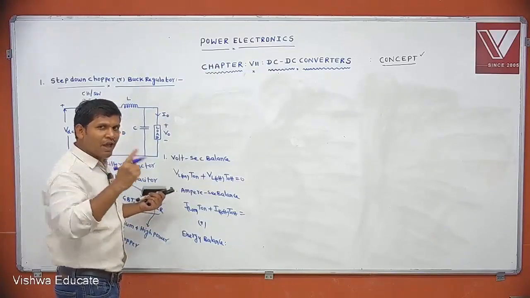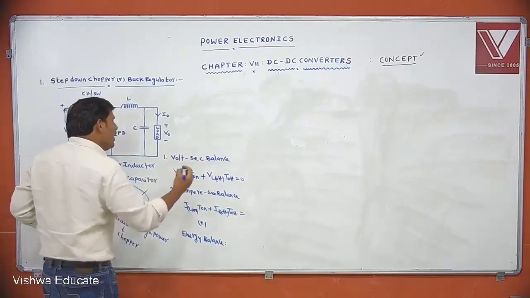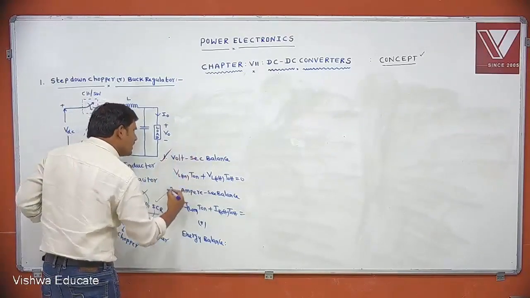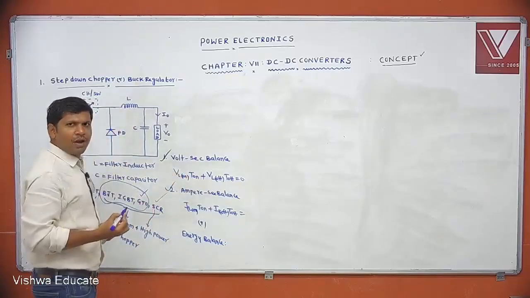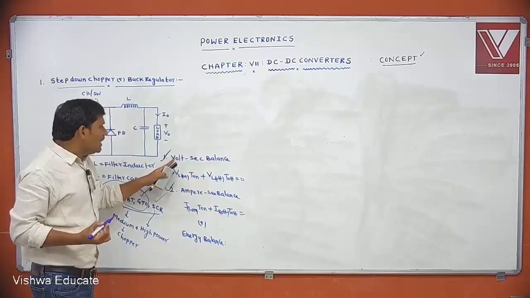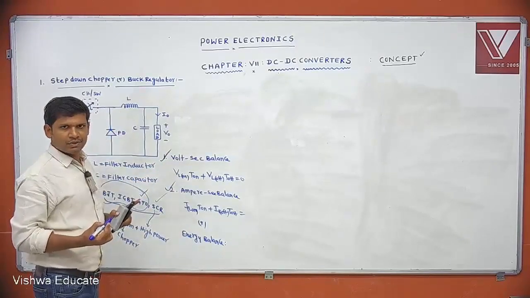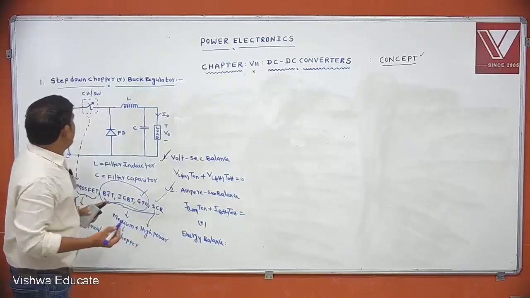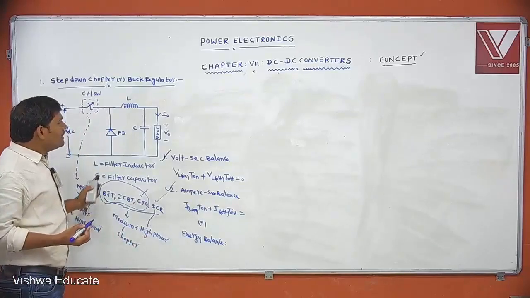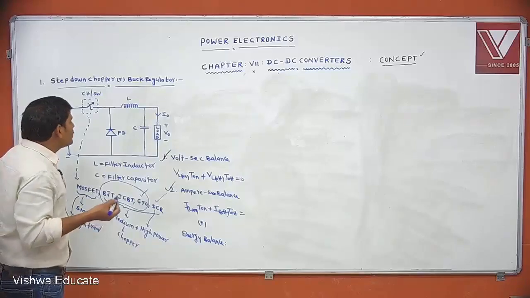So many times I already told this point. Understood? Okay, that means mainly I will explain by using volt second balance and ampere second balance. Different parameters are derived by using these two theories only, volt second balance theory and ampere second balance theory. Understood? Yes. Now with this knowledge, we'll start with the operation of this circuit.